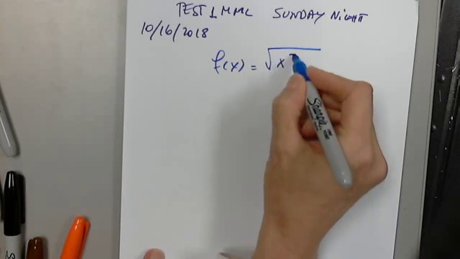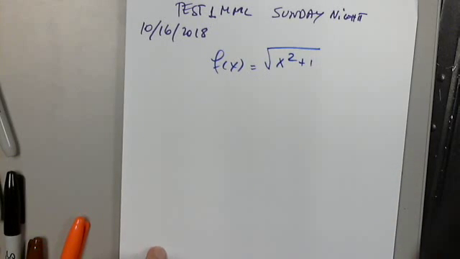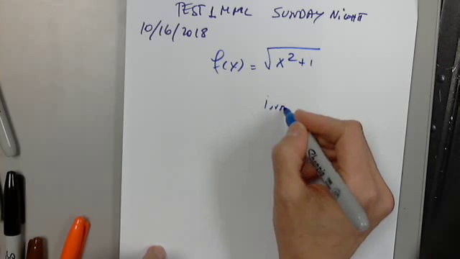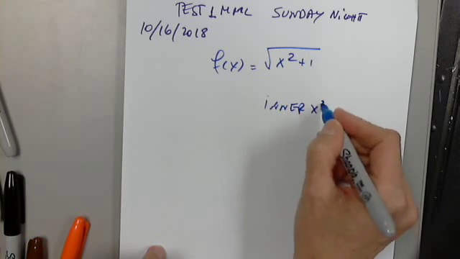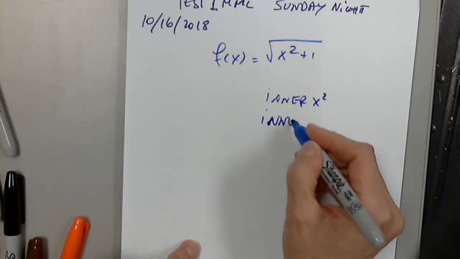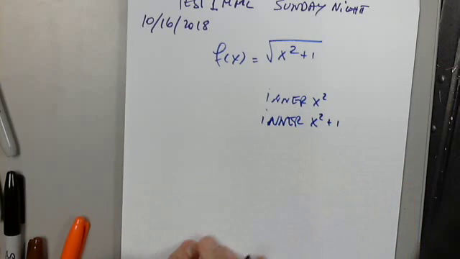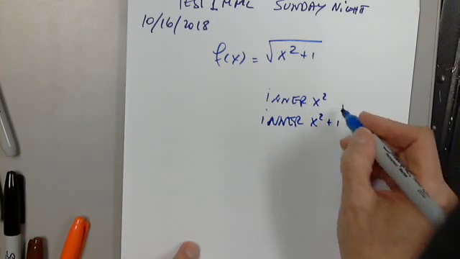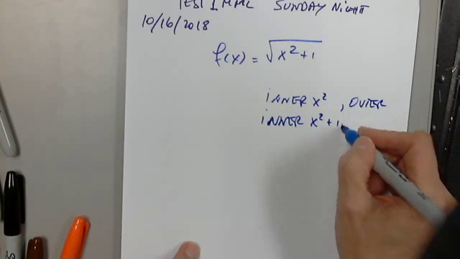Equals the square root of x squared plus 1. And you can say the inner is x squared. I can say the inner is x squared plus 1. But I have to adjust the outer. The outer will be different, right?